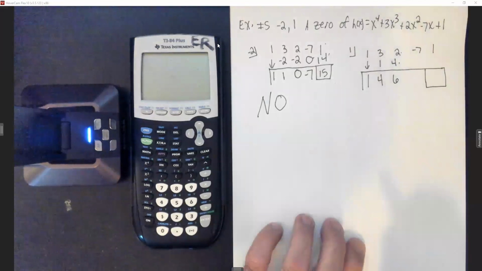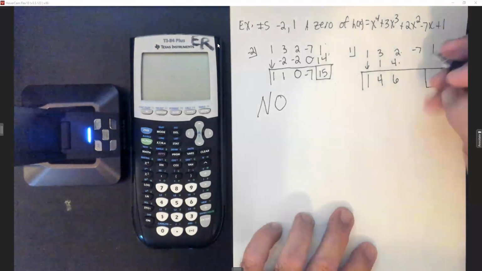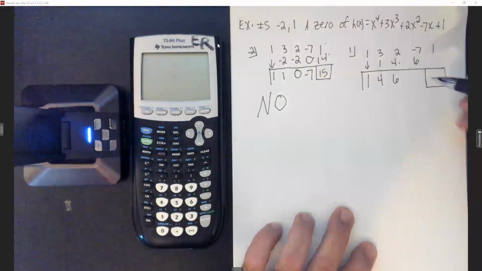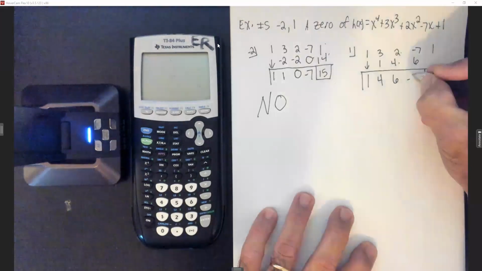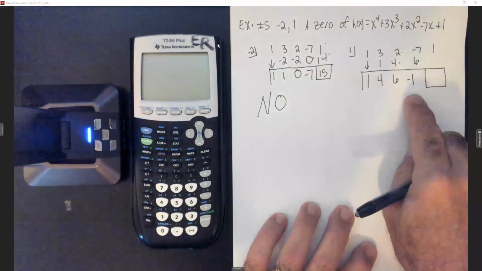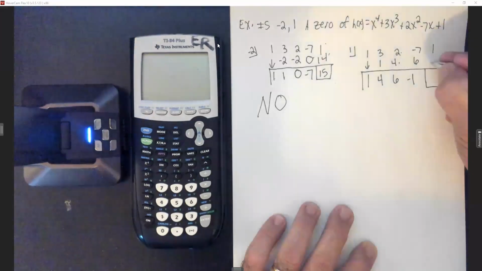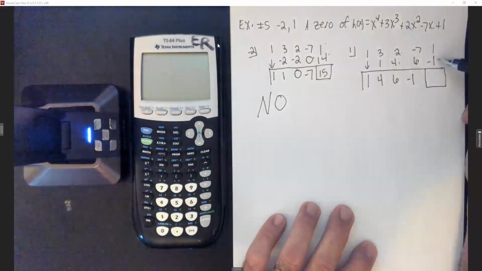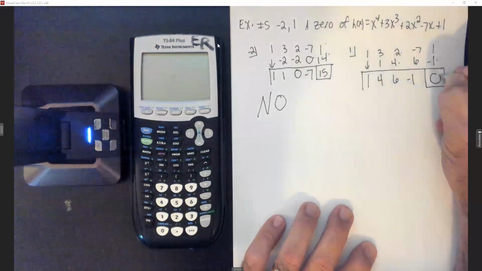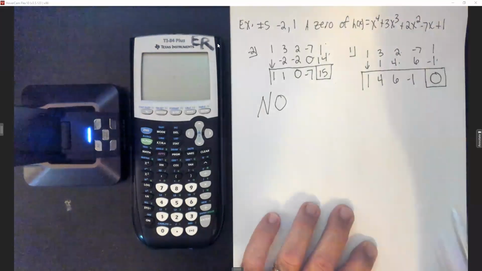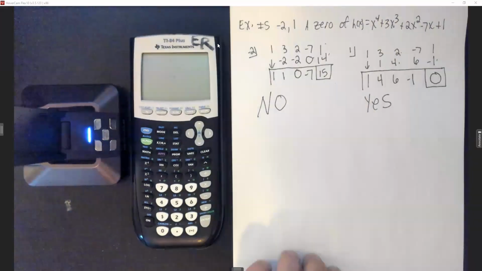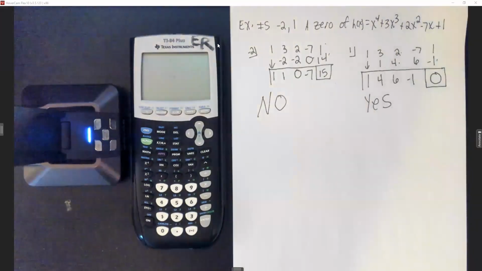All right, so let's see what's happening. 6 times 1 is 6. Add that -7 and 6, you get a -1. And look here, -1 times 1 is a -1. And when you add 1 and -1, you get a remainder of 0, which means 1 is a 0 of that polynomial.